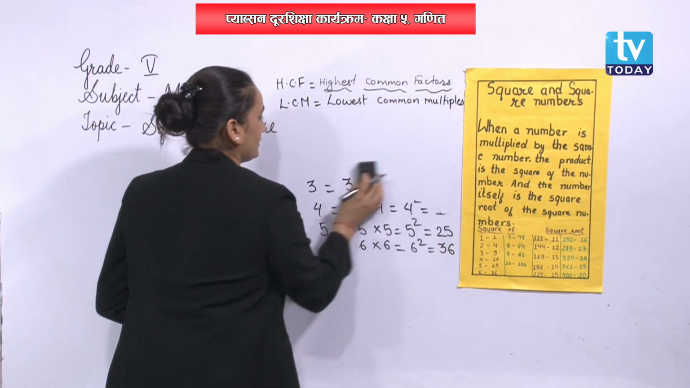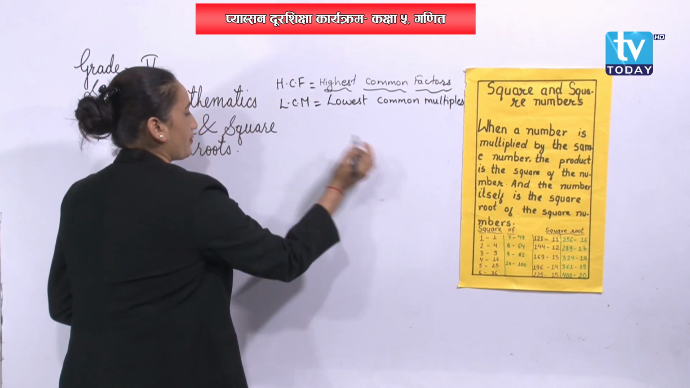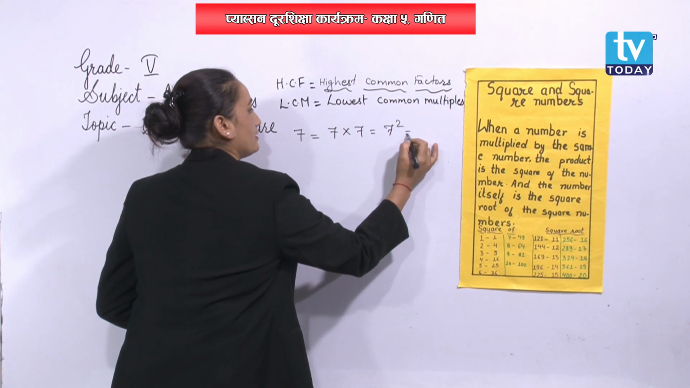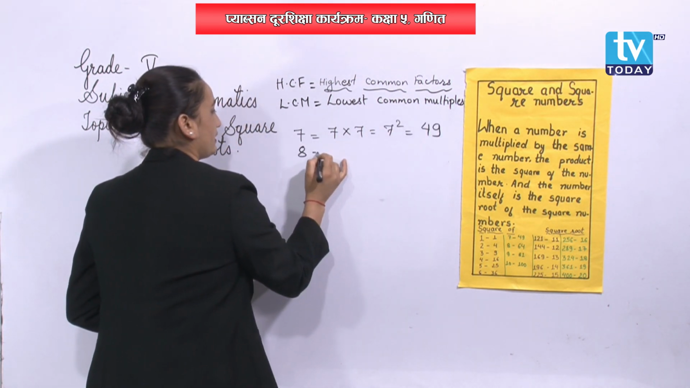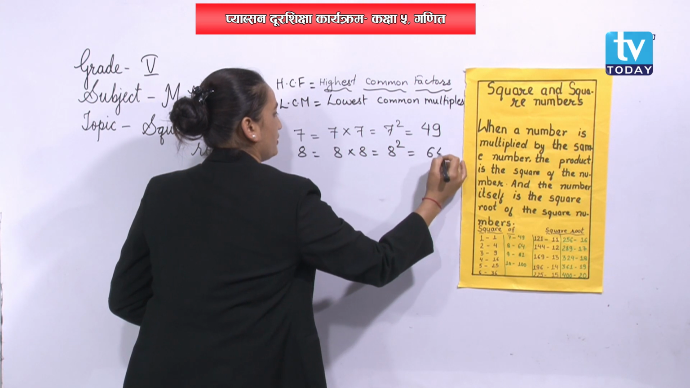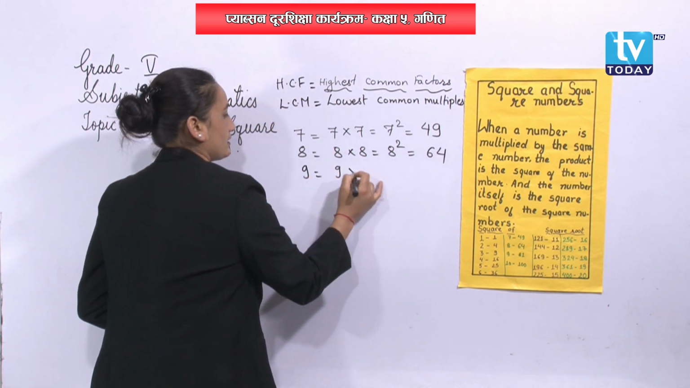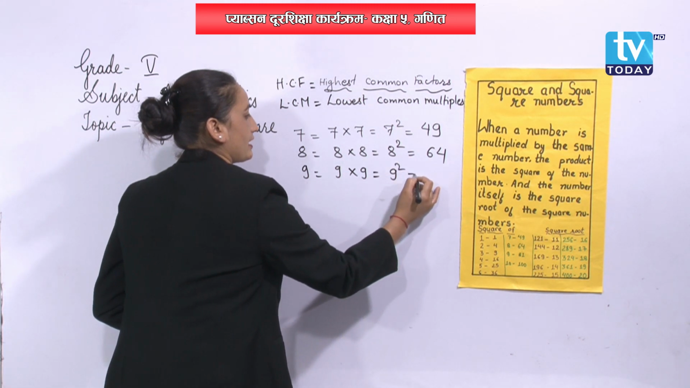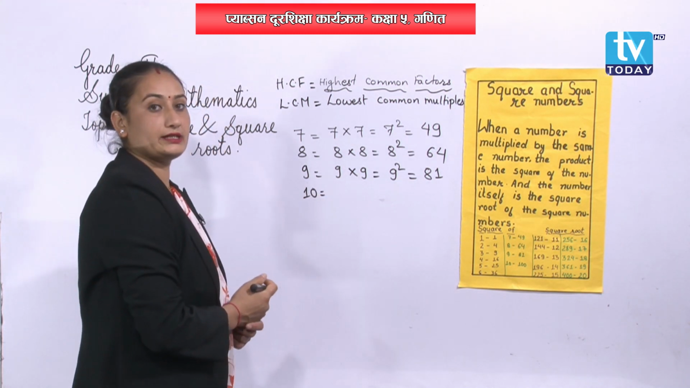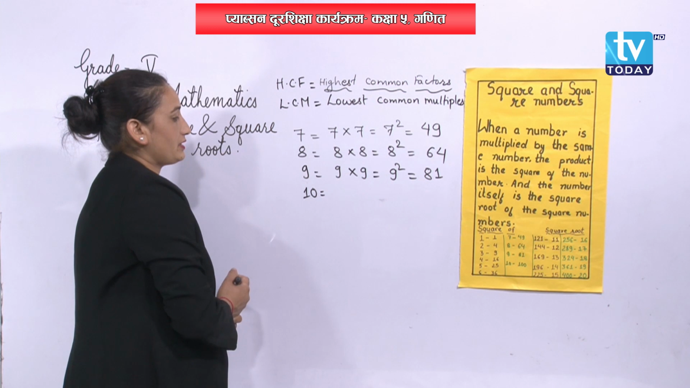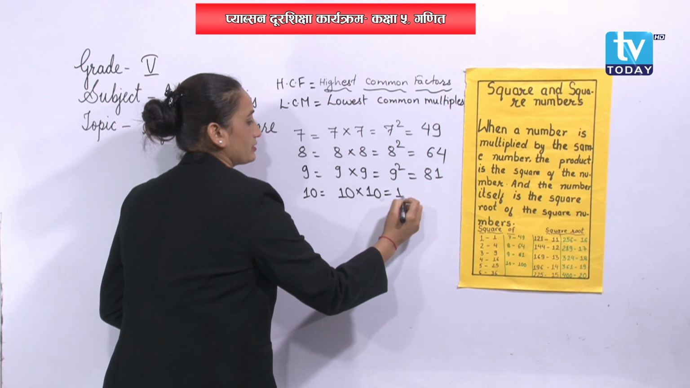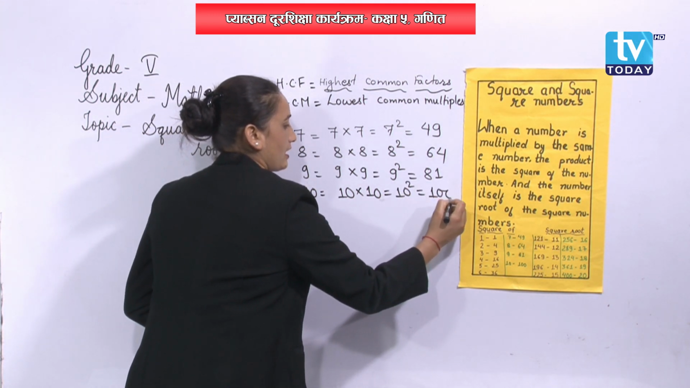Okay students, let's do 7. 7 equals 7 into 7, that is 7 square equals 49. 8 into 8 is 8 square, that is 64. 9 into 9 equals 9 square, that is 81. So 10, you are at the number 10, right? 10 into 10 equals 10 square equals 100.